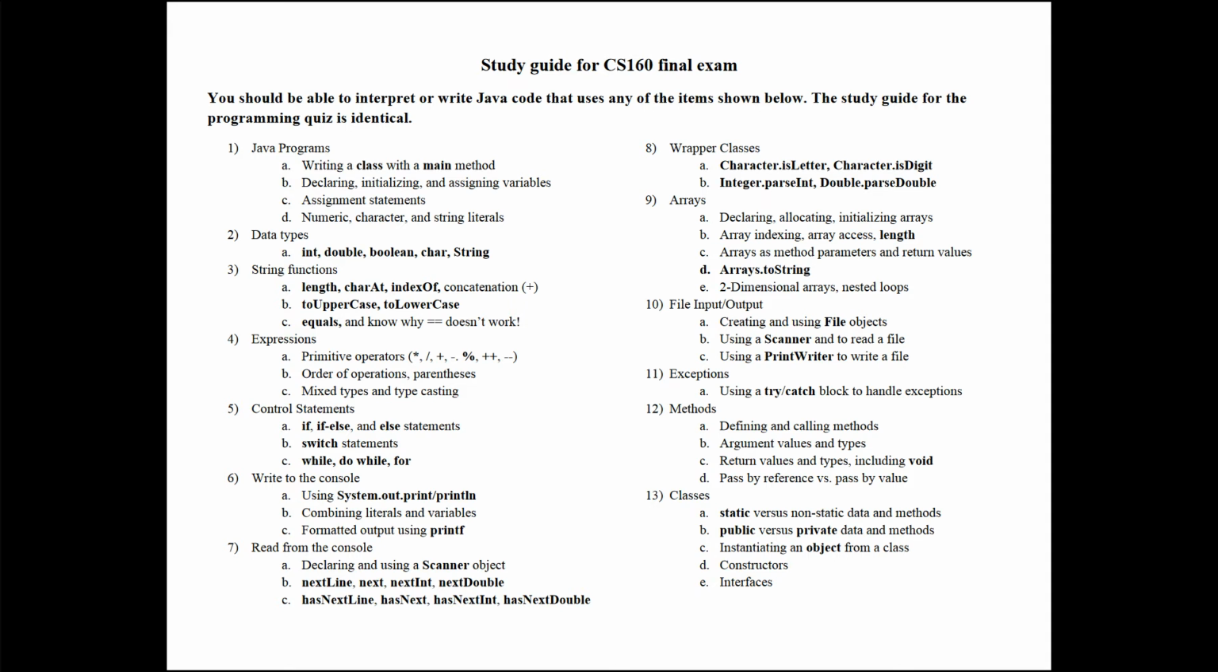Numerics, characters, and string literals. In other words, that's just a fancy way of saying actually having a number in your code, actually having a single quote character in your code, or a double quoted string in your code. And our basic data types: int, double, Boolean, character, string. Knowing your string functions, definitely want to know length, character at, index of, how to concatenate, know how to do uppercase and lowercase, and know why you want to do dot equals on strings and why double equals doesn't work, right? Because double equals in here is memory location.